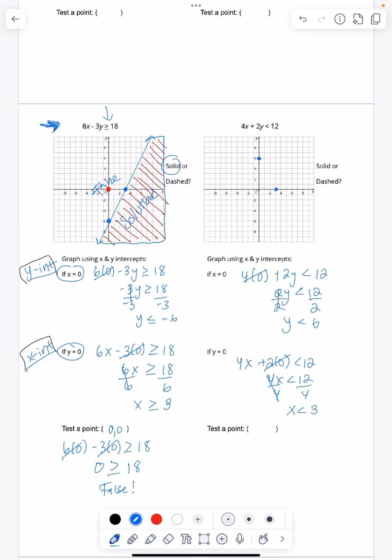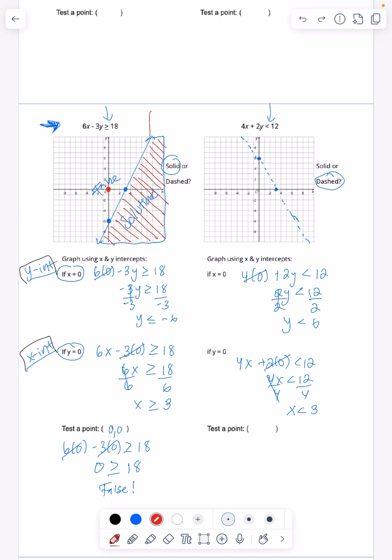So is this a solid or a dashed line? That's the next question we want to ask ourselves. It is dashed, right? It was just less than. So when we have that, we just dash the line. Maybe it's a little easier with a ruler, right? I can't really use a ruler on the iPad, but it'll be more like a dashed line in this case, instead of a solid line like this one over here.